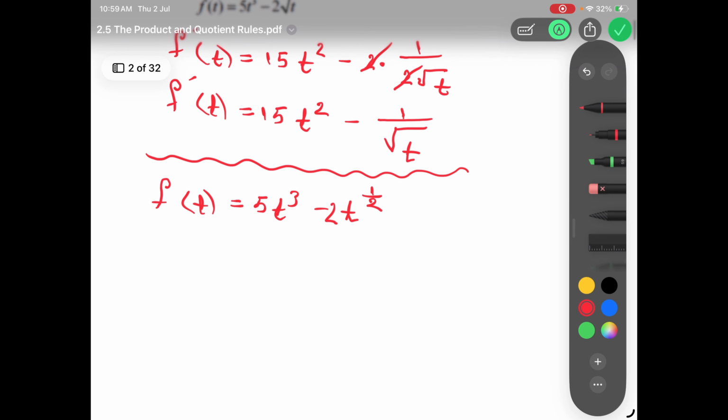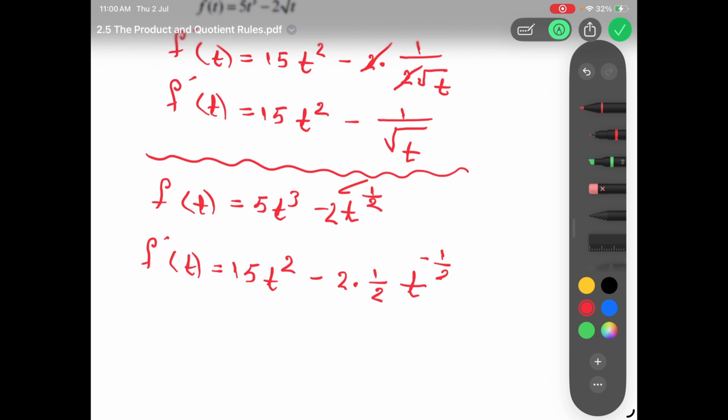And now I will find the derivative. Look at this. F prime of t equals again 15t squared, this part unchanged. Even this one, 2 times: we will drop this power and multiply it here, so it will be times 1 over 2. Then we will reduce the power by 1. 1 over 2 minus 1 will be minus 1 over 2. Again, I can eliminate these two. So f prime of t will be 15t squared minus t to the power of minus 1 over 2.